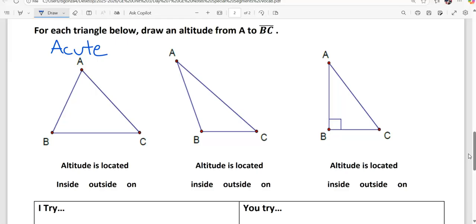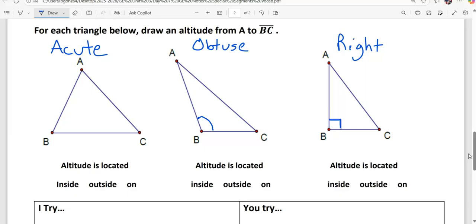But the second one, this B is pretty big. That's a big old B. So that's going to be called obtuse. And then the third one, I can clearly see this is right. So these are the 3 different types of angle classifications.